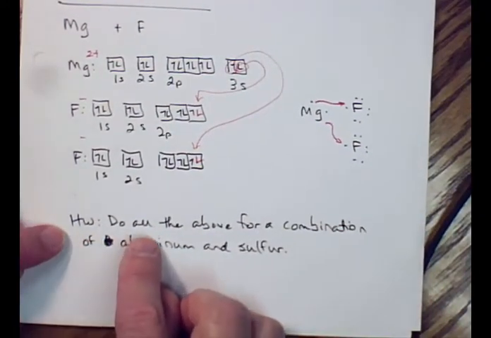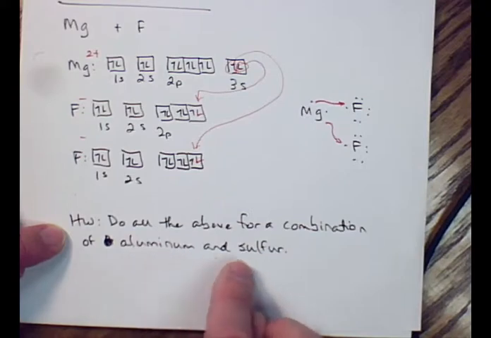So the homework then is to do all the above for a combination of aluminum and sulfur. Aluminum and sulfur.